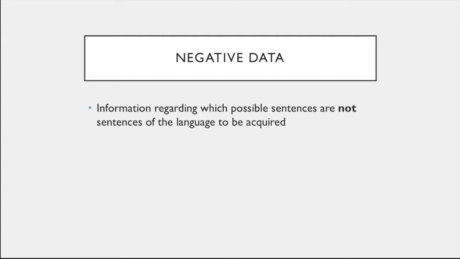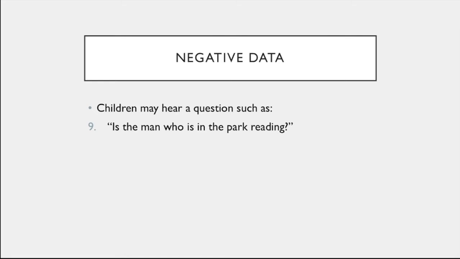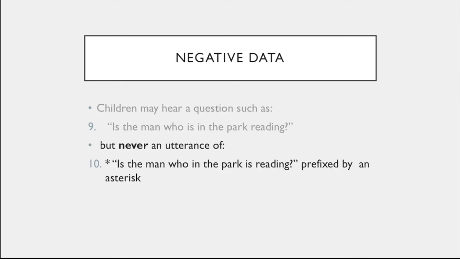Positive data is information regarding which possible sentences are sentences of the target language. In contrast, negative data constitutes information regarding which possible sentences are not sentences of the language to be acquired. This would include corrections or other forms of feedback from a parent or other figure that tell the child that one of her utterances is ungrammatical. So, for instance, children may hear a question like, "Is the man who is in the park reading?" But they never hear an utterance of, "Is the man who in the park is reading?" prefixed by an asterisk or some sort of clarification of the ungrammatical status of the sentence.